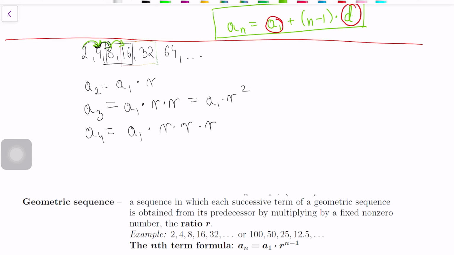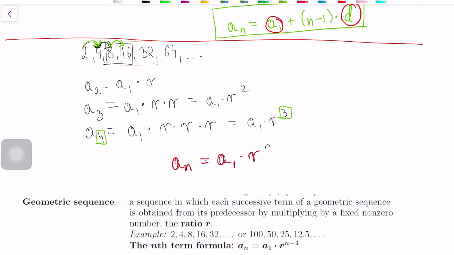Each time you multiply by r, you move along. So to get to the fourth term, you have to multiply 3 times by that ratio, whatever that is, in our example 2. So that gives you r to the power 3. So again, if you compare this index with the power, the power is 1 less. So an is a1 times r to the power n minus 1. And this is your formula for the geometric sequence.